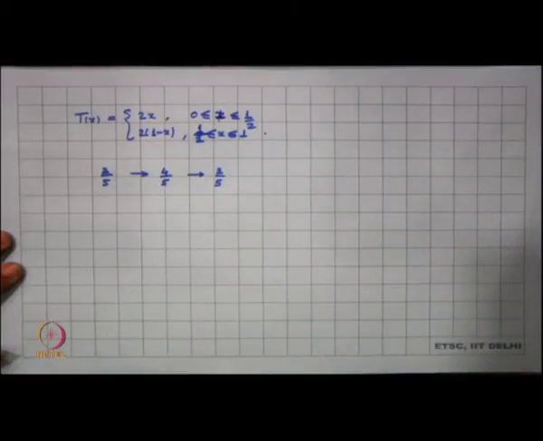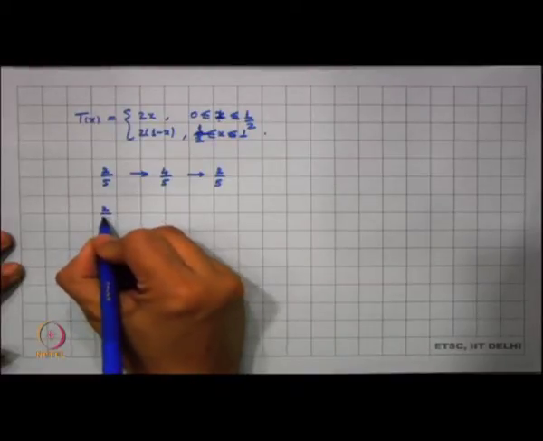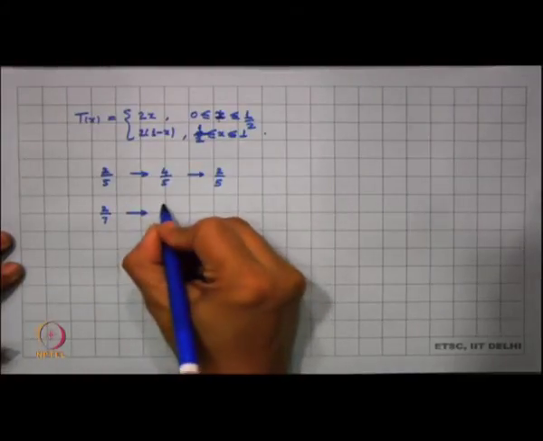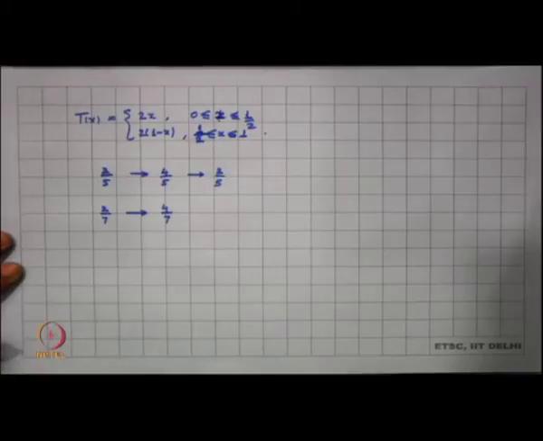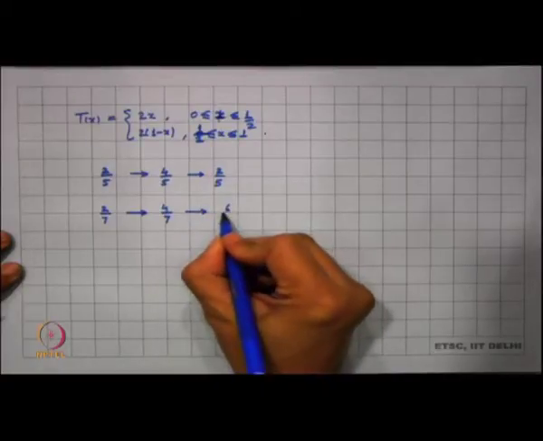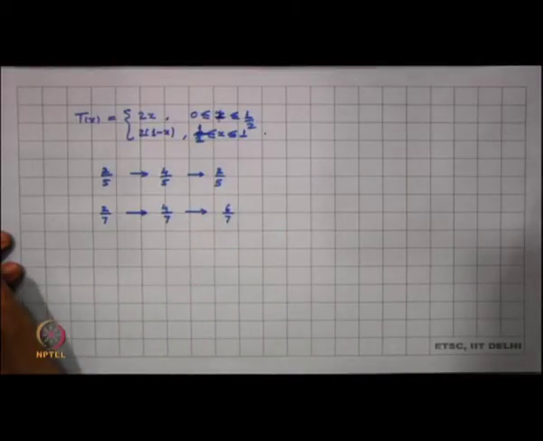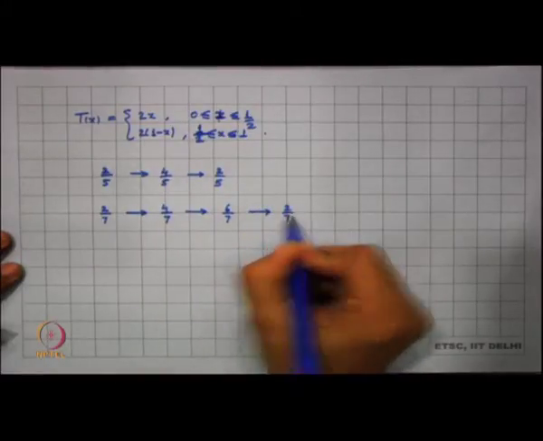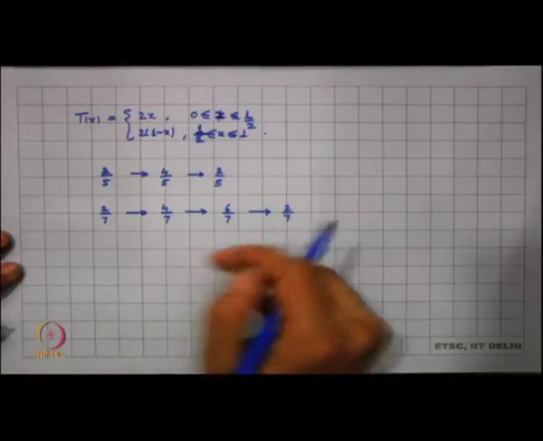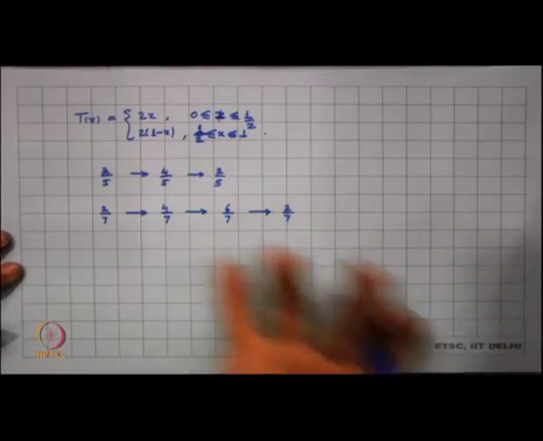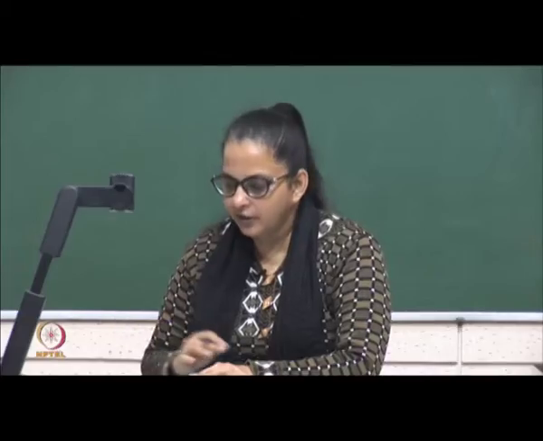Now I go a little bit further, and I look into 2 by 7. Where is 2 by 7 being mapped to? It is mapped to 4 by 7. Where is 4 by 7 being mapped to? 6 by 7. Where is 6 by 7 being mapped to? Again 2 by 7. So we find that 2 by 7, 4 by 7, 6 by 7, these are periodic points of period 3. These are all elementary observations, because our function is very simple.